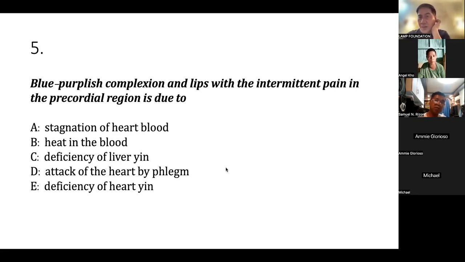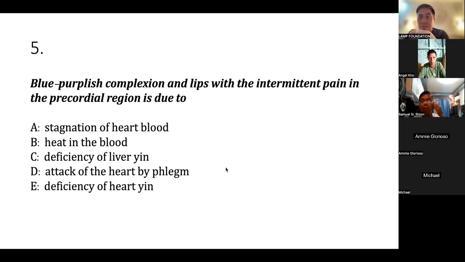What about attack of the heart by phlegm? Okay, may phlegm, ha? Tapos, galing po sa spleen. Definitely hindi pa rin siya blue purplish, kasi blood stagnation yan, di ba?